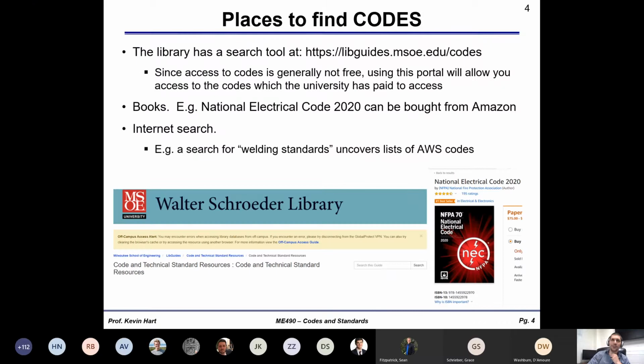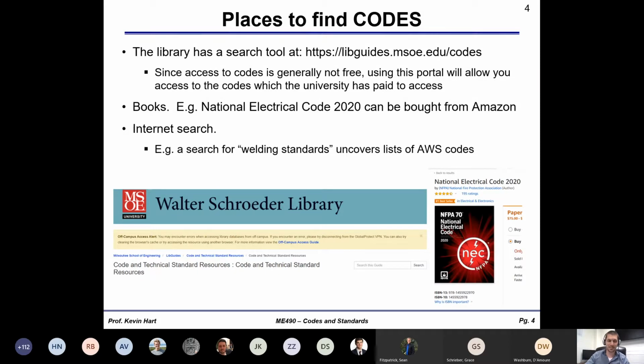All right. Where you might find these codes, again, is the library. So the MSOE library, their search database is really quite good. The website is there. Go to that website. Please take a look at that, okay? Since the codes are generally not free to unveil to you, using the library resource is best because they have a lot of paid access to a lot of codes already. So you don't necessarily have to pay for them yourself unless you want some obscure code like, you know, what are the electrical outlet requirements in Germany? And, you know, that code you can probably access through MSOE.